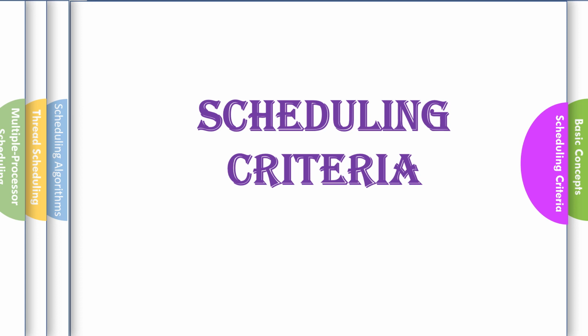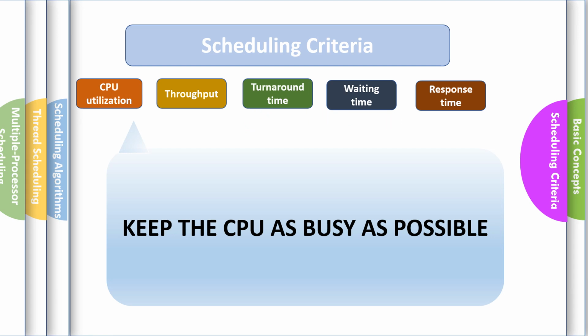So what are these scheduling criteria? The scheduling criteria: first one is CPU utilization, second is throughput, third is turnaround time, fourth is waiting time, fifth is response time. So CPU utilization, what is the CPU utilization? CPU utilization means keep the CPU as busy as possible. So the CPU should always be processing some process in the system. So if there is any process in the ready queue and if the CPU is idle, then the process in the ready queue has to be allocated to the CPU for execution. So always keeping the CPU busy is what is CPU utilization.